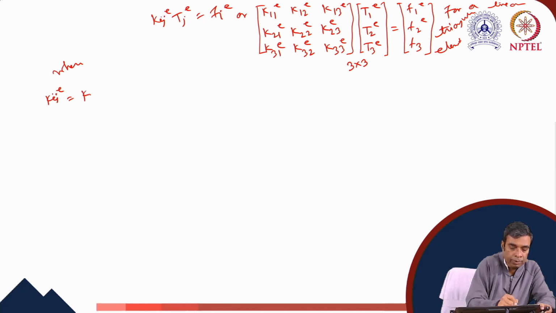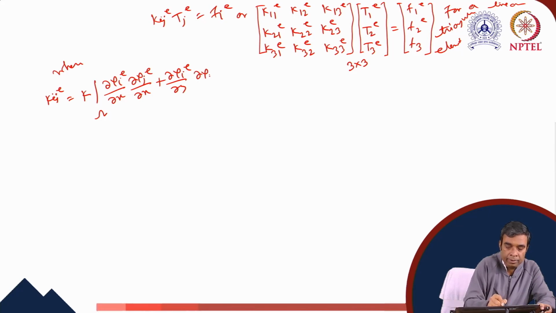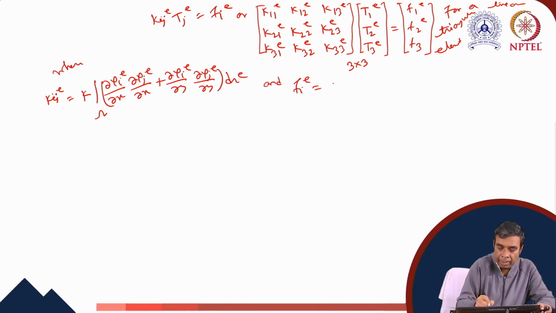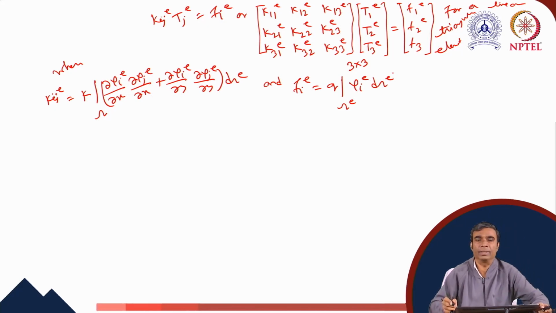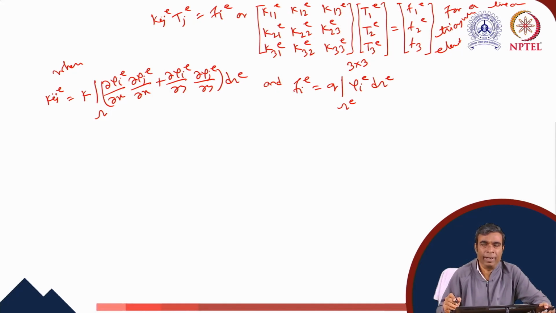Kij equals k into the integration over omega e of del psi ie del x, del psi je del x plus del psi ie del y, del psi je del y, d omega e, and the load vector Fi equals q into the integration over omega e of psi ie d omega e. These generalized expressions we have already derived in the previous classes for calculation of element level matrix and vector expressions.